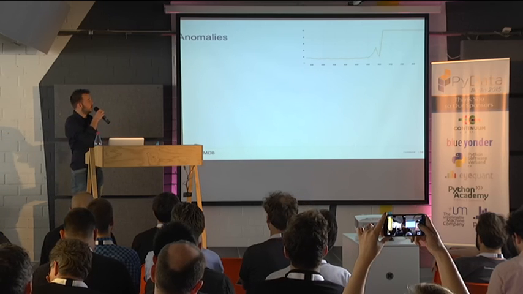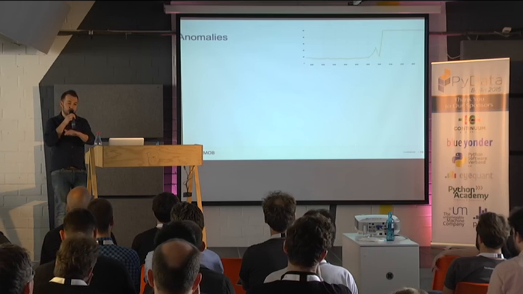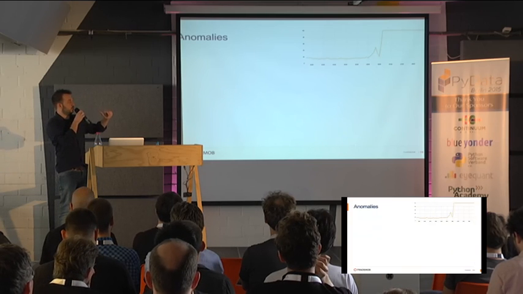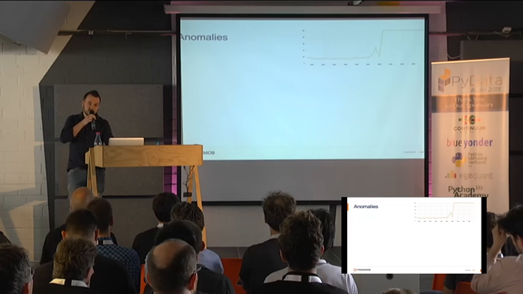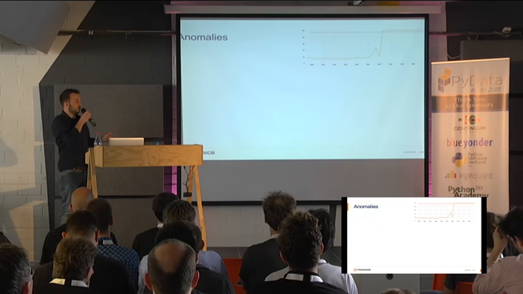So the first example is rather simple. It just shows the CPU utilization of a single box, which suddenly peaks at 100%. And of course, you can catch this by just applying a static threshold. And if this gets exceeded, you can react to it.